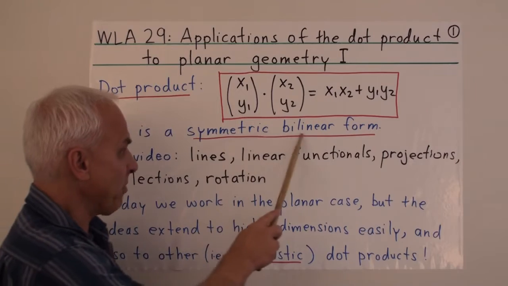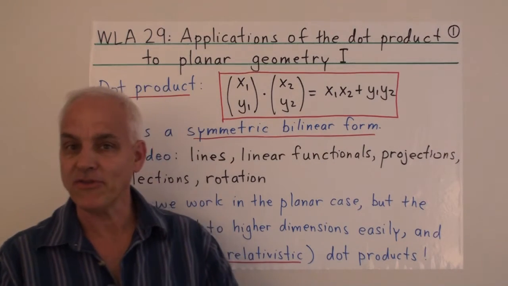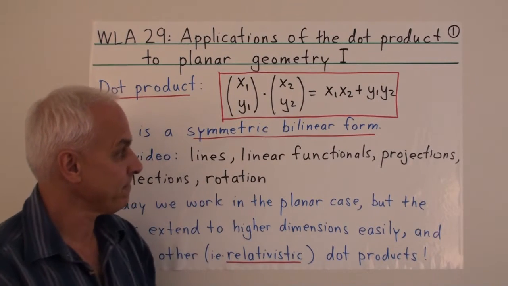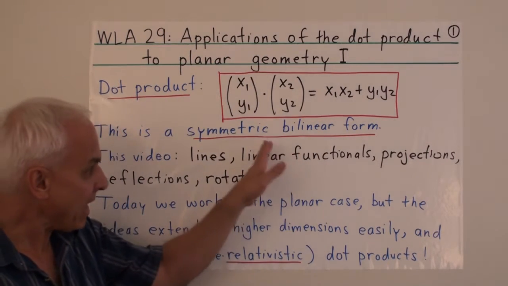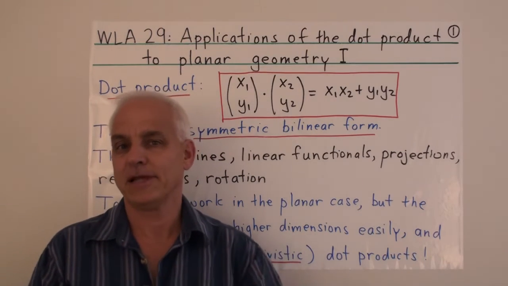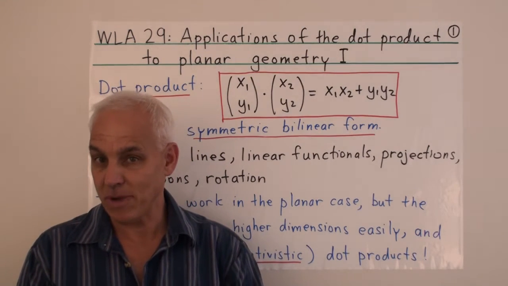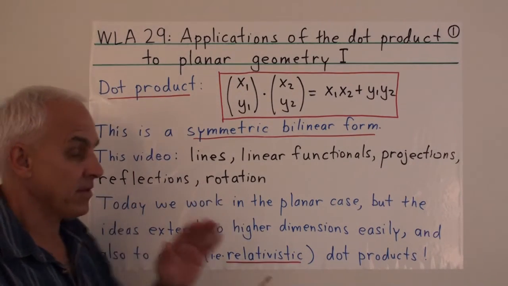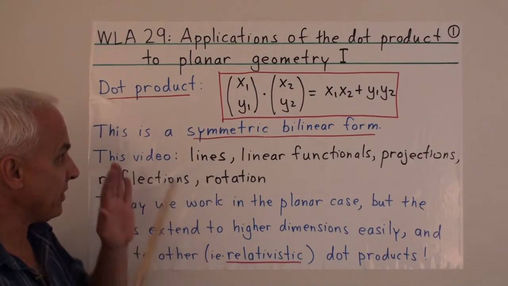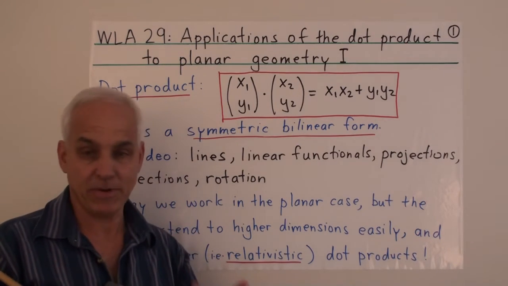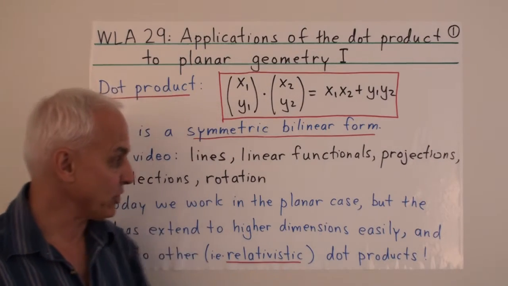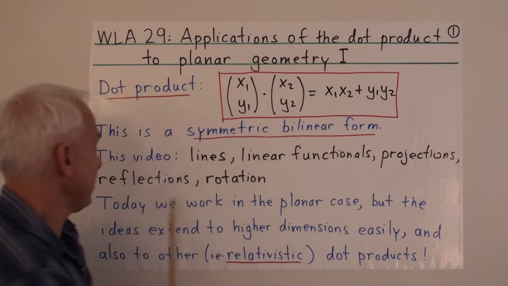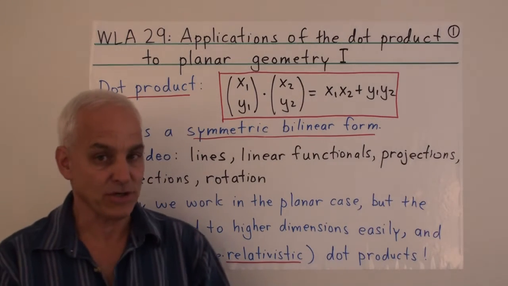This is called a symmetric bilinear form because the two basic properties of it are that it's bilinear and that it's symmetric. We'll see later on that there are other symmetric bilinear forms that are also quite interesting. So in this video and in the following one, we're going to have a look at how this dot product helps us set up and understand various basic things in two-dimensional geometry. So we're going to talk about lines, linear functionals, and then projections, reflections, rotations.